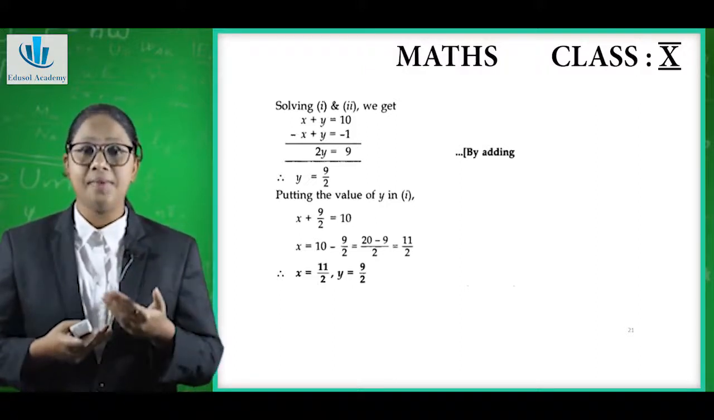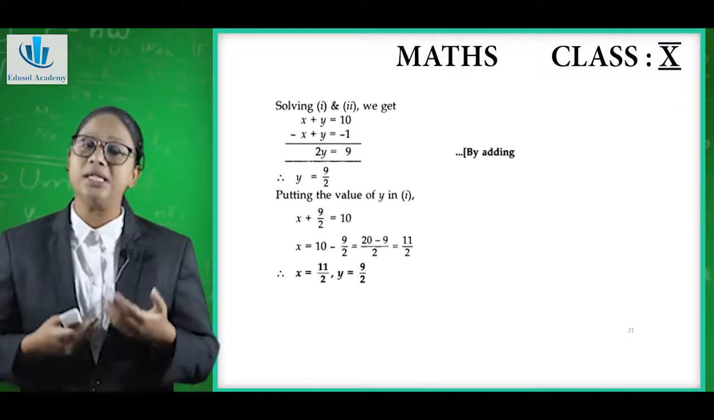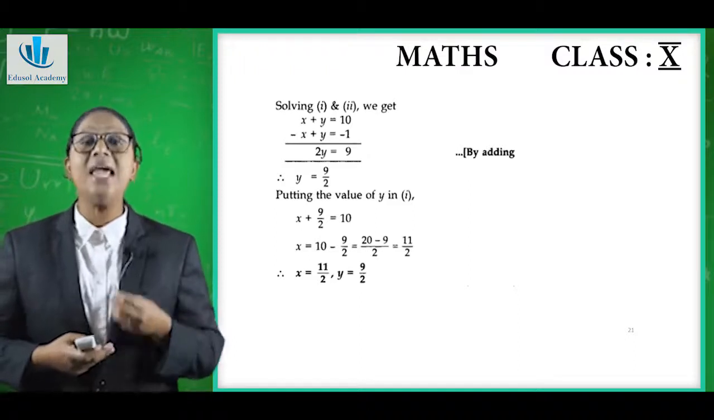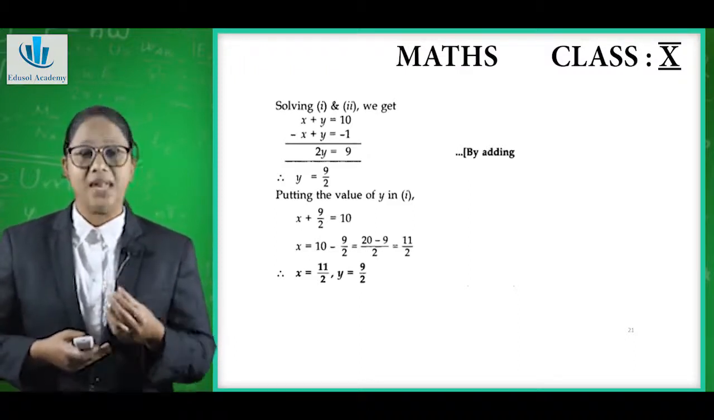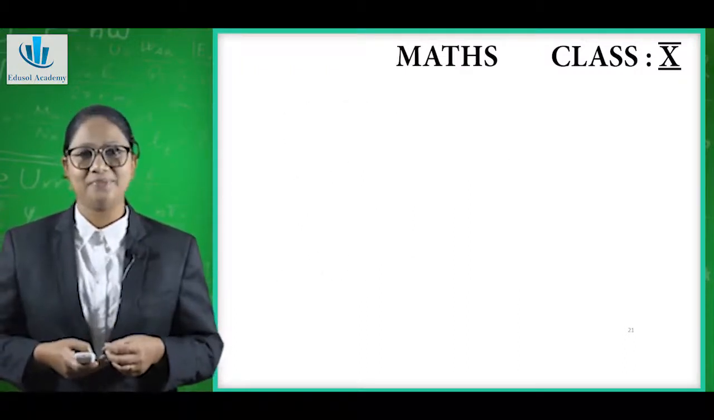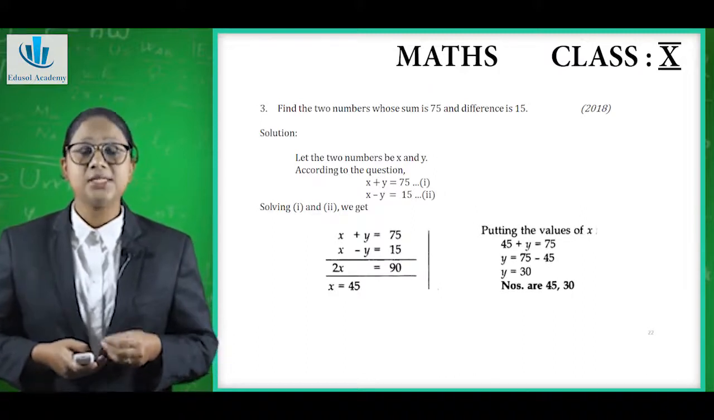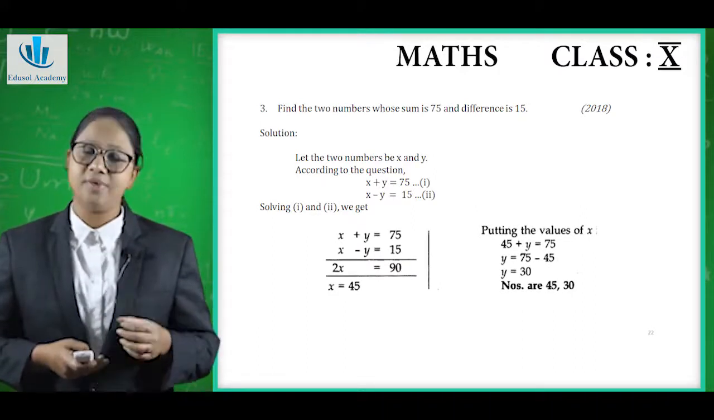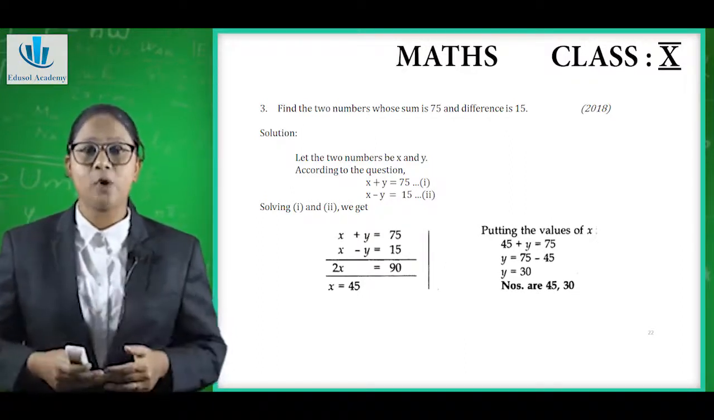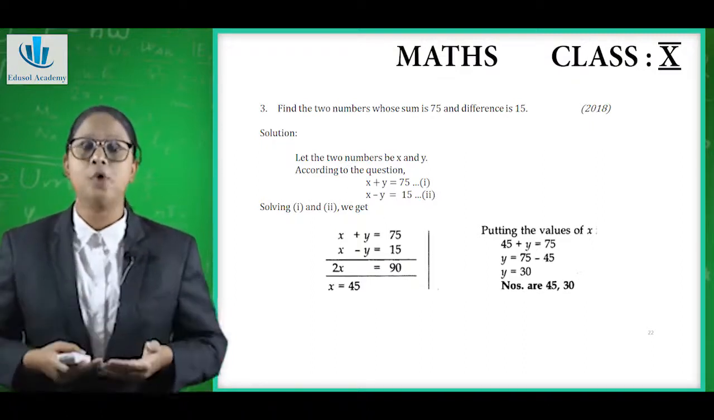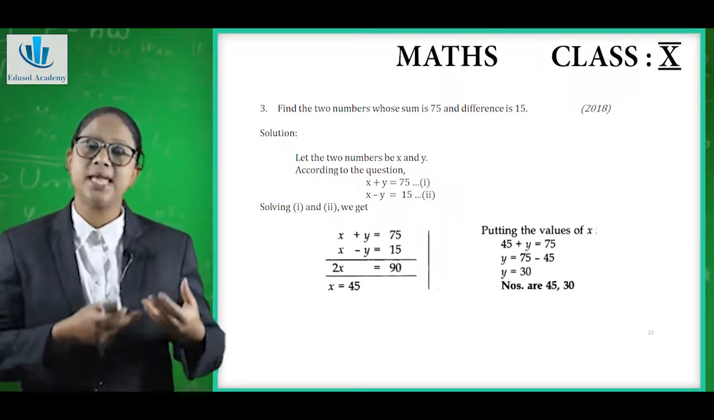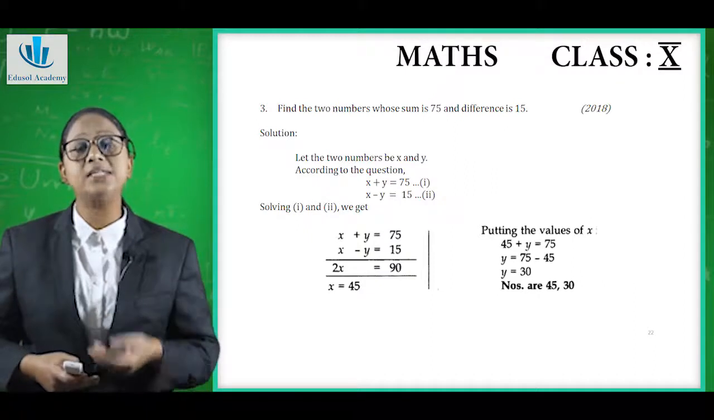Similarly, by putting the value of y as 9 by 2 in any given equation, we can find the value of x, and it is found to be 11 by 2. So x is equal to 11 by 2 and y is equal to 9 by 2 are the solutions of our equation. Next question: find the two numbers whose sum is 75 and the difference is 50. This is a typical word problem, an application level problem. In any word problem, whatever we have to find is taken as x and y. So here the question is to find two numbers.